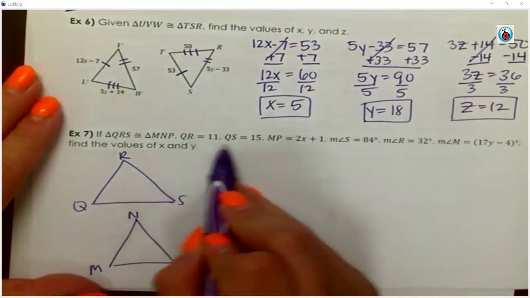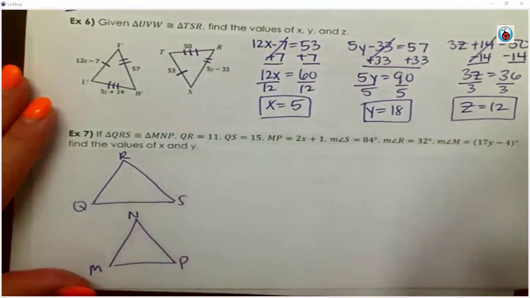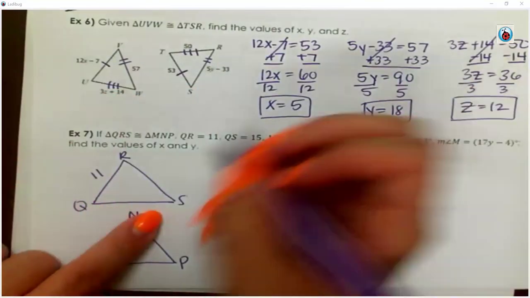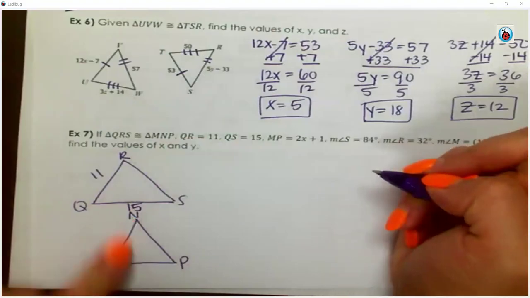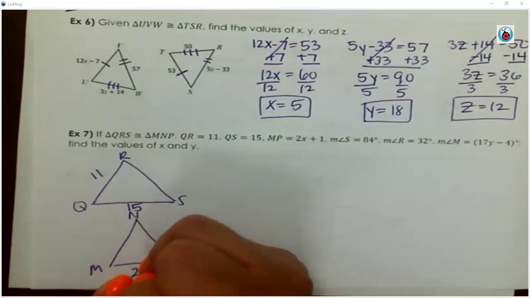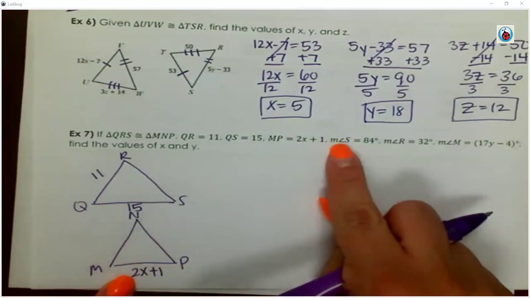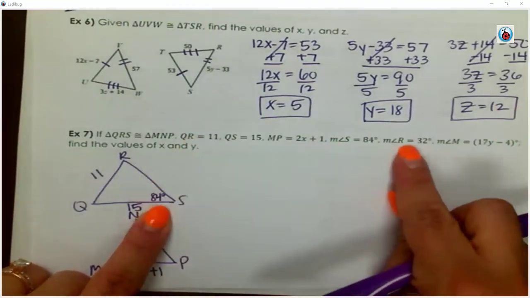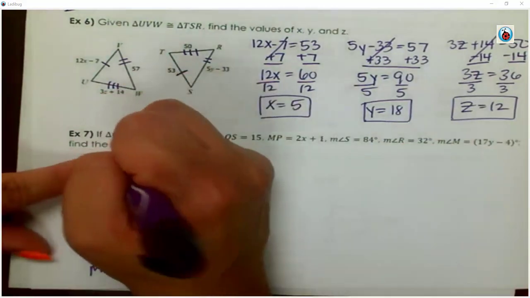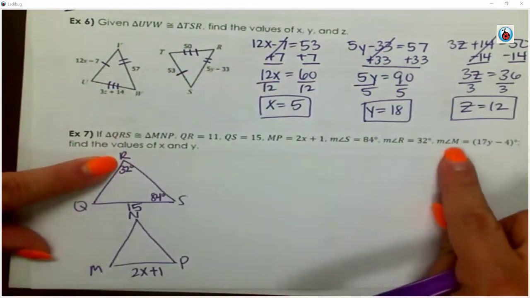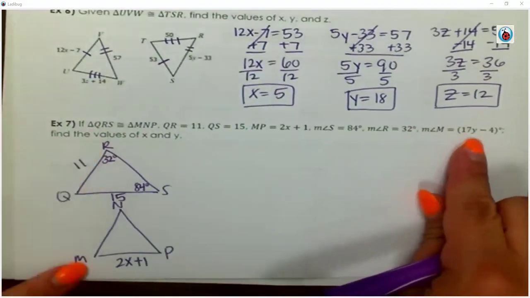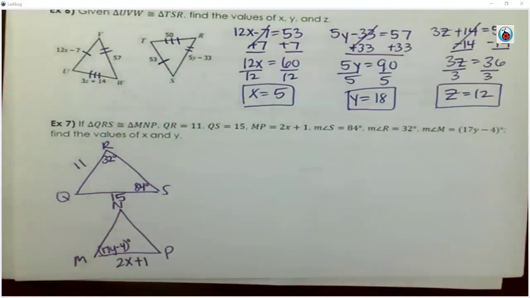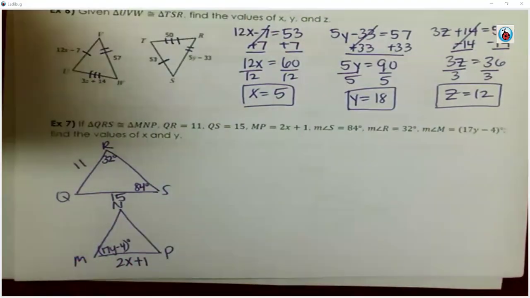Then I'm going to take the information that they gave me and label what's needed. So I have QR equals 11, QS is equal to 15, MP is 2x plus 1. The measure of angle S is 84 degrees. The measure of angle R is 32 degrees. And the measure of angle M is 17y minus 4, so this is 17y minus 4 degrees. All right, we need to find the values of x and y.